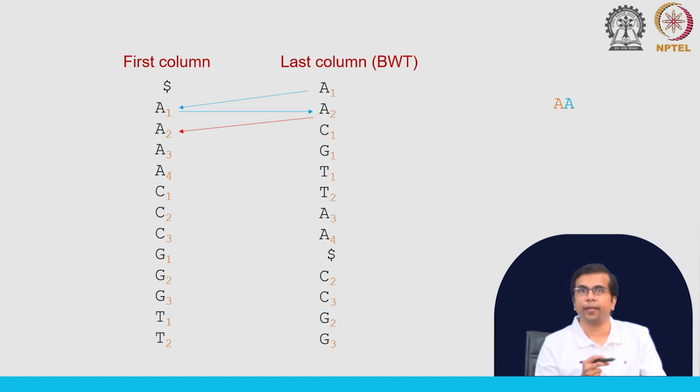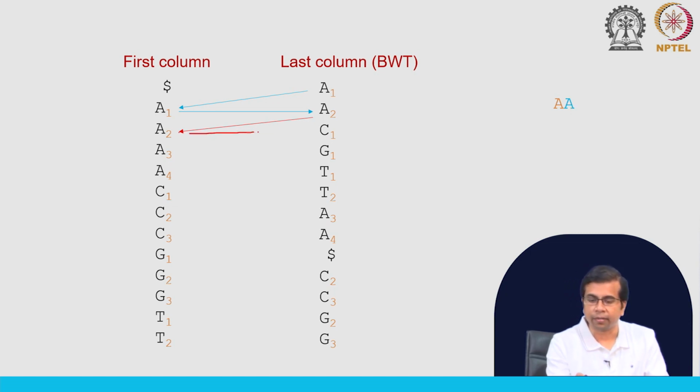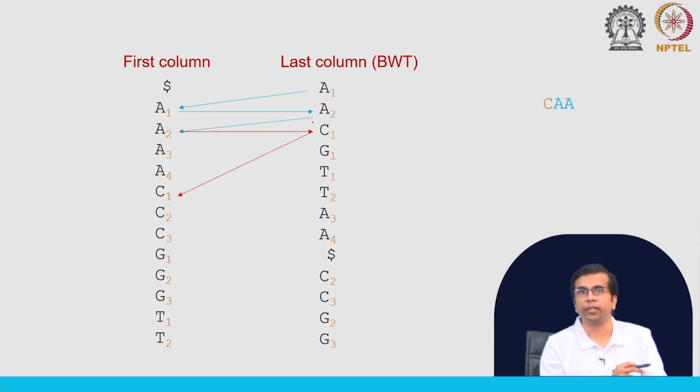Okay. Now, similarly, this C occurs before this A. So, we can do this mapping again. What it means is we have now added C, because this C occurs before this A. And then for this C, this T is mapped.